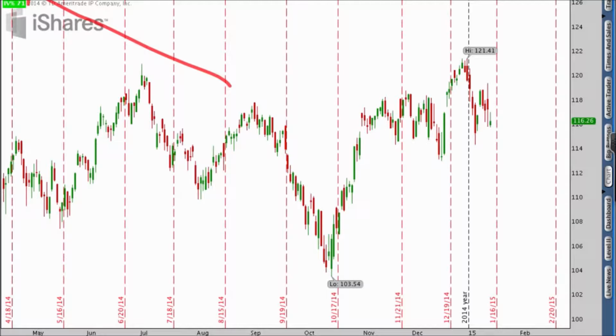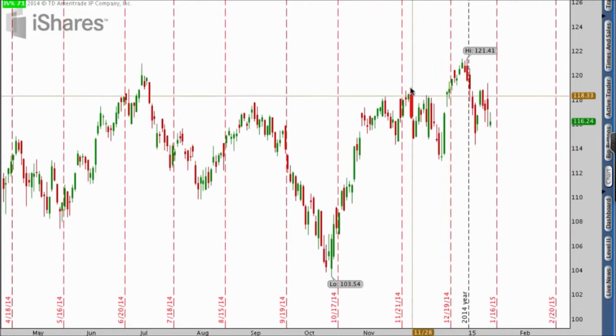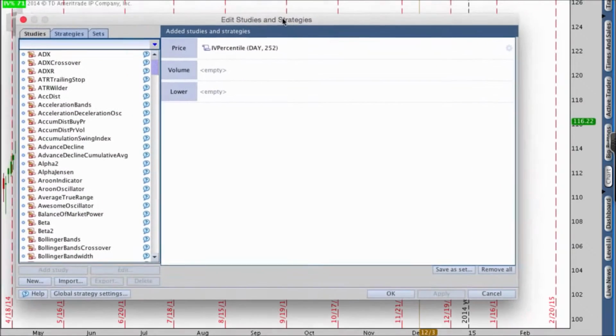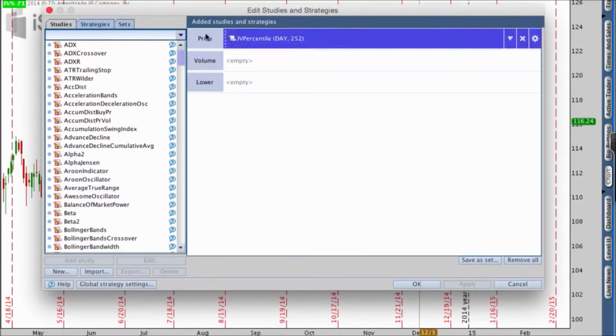And today we're just looking at IWM. So we're just looking at one of the major market index ETFs. And you can see we've got pretty much nothing on this chart that gives us an idea of where the stock may or may not go. We can draw lines and all that stuff, but no real technical indicators. So what I want to do first is I want to go up to here where it says studies, and I want to edit studies. And so you can see there's no studies on here right now, but I'm going to add a study.